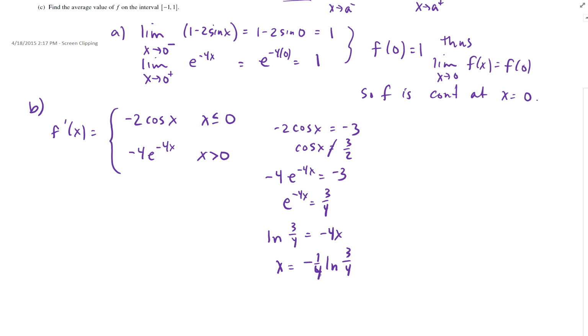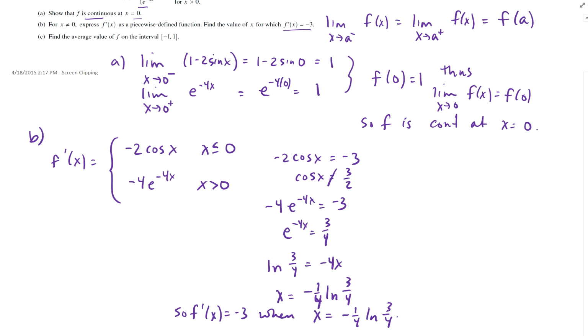Okay, so f prime of x equals negative 3 when x equals this guy, negative 1/4 natural log of 3/4. Wow, kind of yuck.